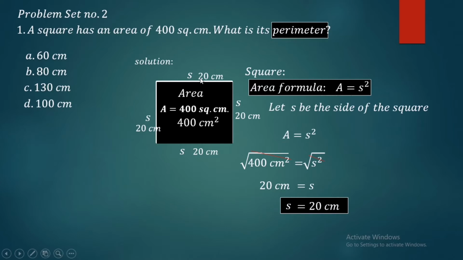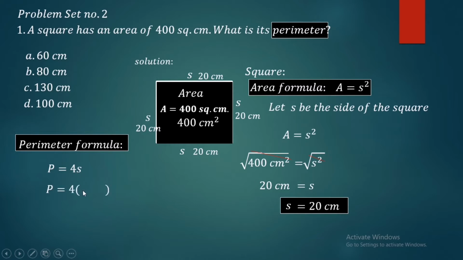Since we are looking for the perimeter, the perimeter is the distance around this square. We just sum up, add all our sides, and the perimeter is equal to 4S, since we have four sides. Since our side is 20 cm, multiply 4 times 20. We now have the perimeter, 80 cm. This means the total distance around this square is 80 cm.